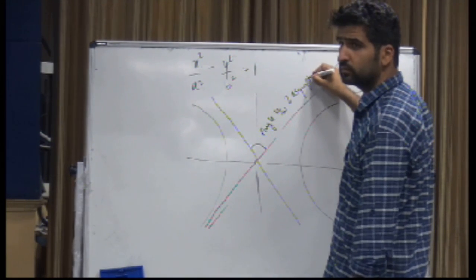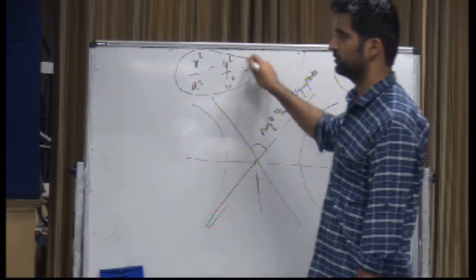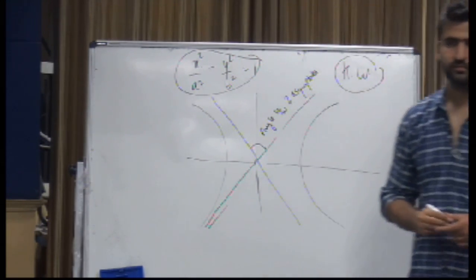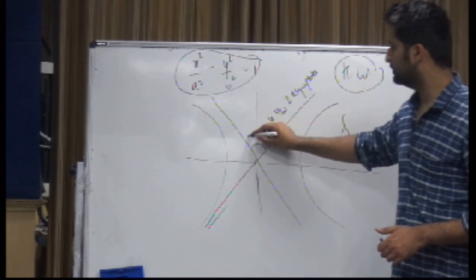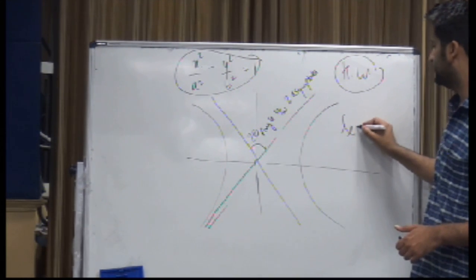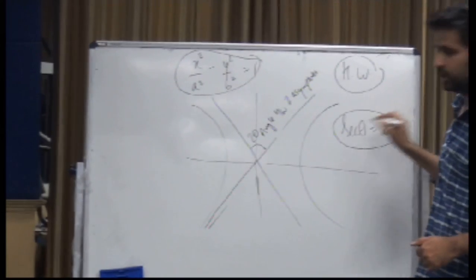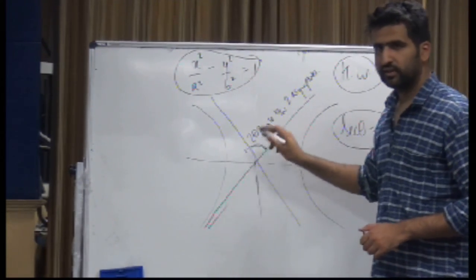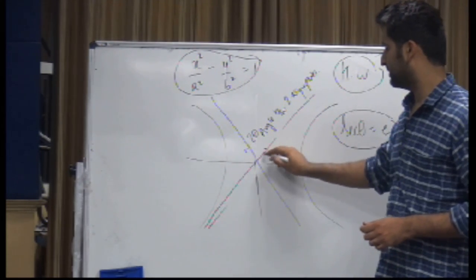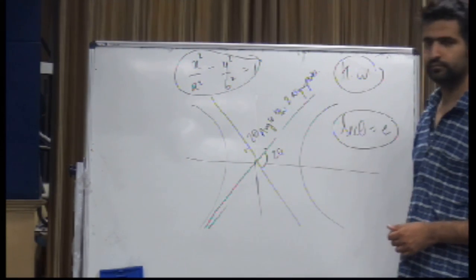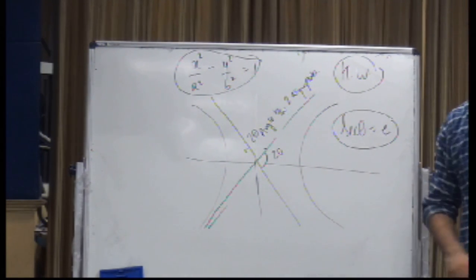So in the general case, find the angle between the two asymptotes. This is your homework. And try to prove the result that if this whole angle is 2 theta, then secant theta is equal to E. We'll discuss this next time. Try to prove this thing. Okay. Thank you.